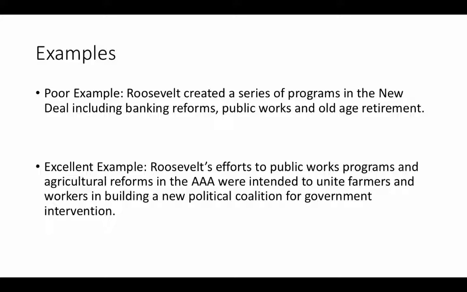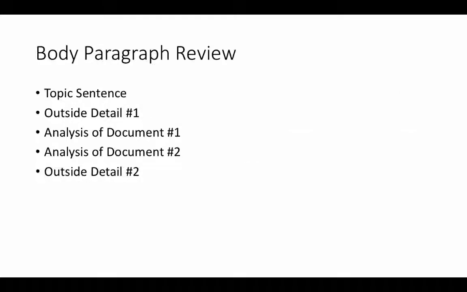Roosevelt's efforts in public works programs and agricultural reforms, like the AAA, were intended to unite farmers and workers in building a new political coalition. Notice that those are specific examples. They lead into that promotion idea that will lead me directly into my analysis of the documents about how he was promoting a political coalition.